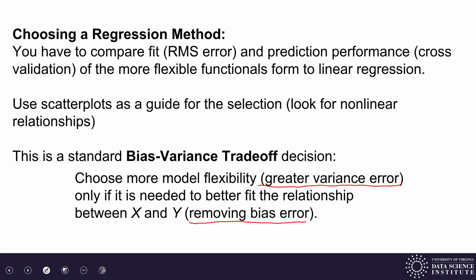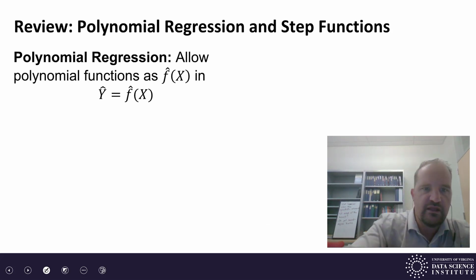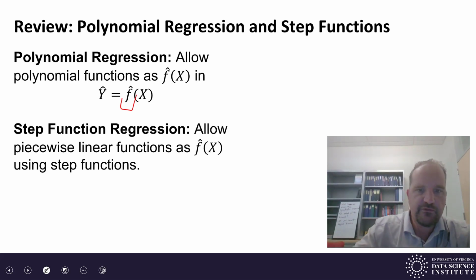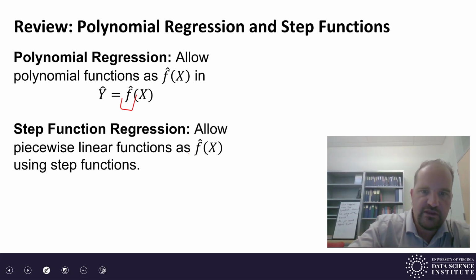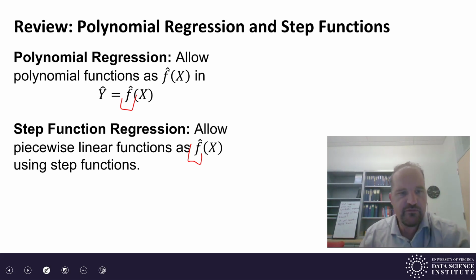So in review, we've talked about polynomial regression and step functions. In polynomial regression, we allow a polynomial as the functional form for f hat. With step functions, we allow piecewise linear functions or step functions as a functional form for f hat. Really, I mentioned piecewise linear because we don't care about step functions themselves. Step functions are really a building block for more complicated functions. Thank you very much for watching.